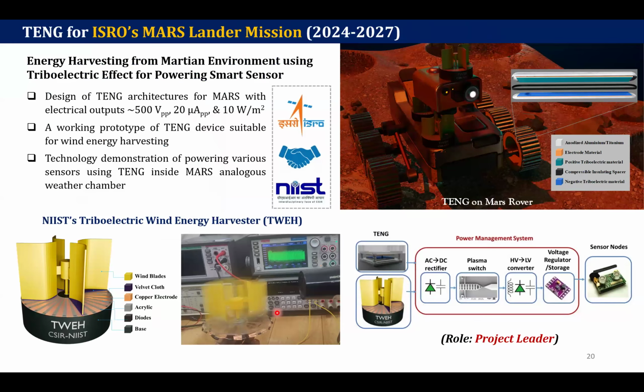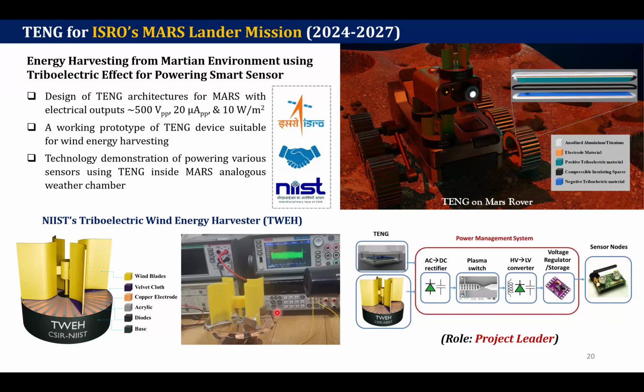So we never stopped there. Basically, our triboelectric nanogenerator technology is going to Mars as well, to space as well. So we have joined hands with ISRO for development of energy harvesting from the Martian environment by using the triboelectric effect for powering smart sensors. So this will be part of ISRO's Mars lander mission in 2028. So we have developed a wind energy harvesting system. The problem with Mars is that almost 40% of sunlight is reduced. Means almost 40% less sunlight is available on Mars.